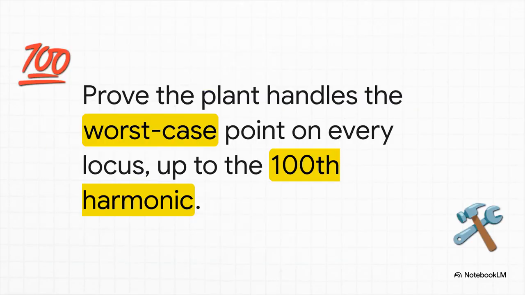And here is where it gets seriously intense. G55 pushes the assessment boundary all the way up to the 100th harmonic. The old standard only went to the 50th. So compliance literally requires proving your plant can handle the absolute worst-case point on every single locus they provide you. Meaning, you have to run thousands of individual Python automated simulations in your power system software to definitively prove your plant won't amplify resonances into dangerous instability.